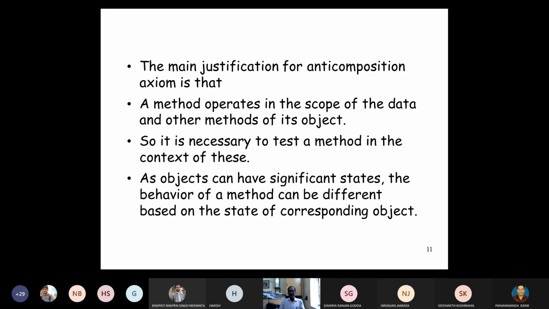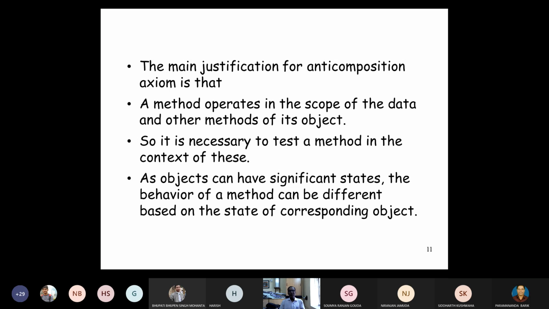As objects have significant states, the behavior of a method can also be different based on the current state of the corresponding object. So I cannot test simply a method ignoring its state. Whenever I have to test a method, I have to say in which state it is. And state is not of a method, state belongs to the object. So the methods cannot be the basic units, the smallest units, for testing object-oriented programs.